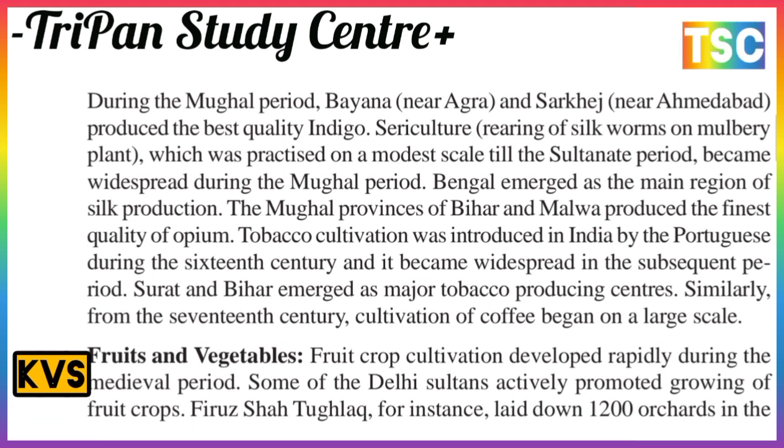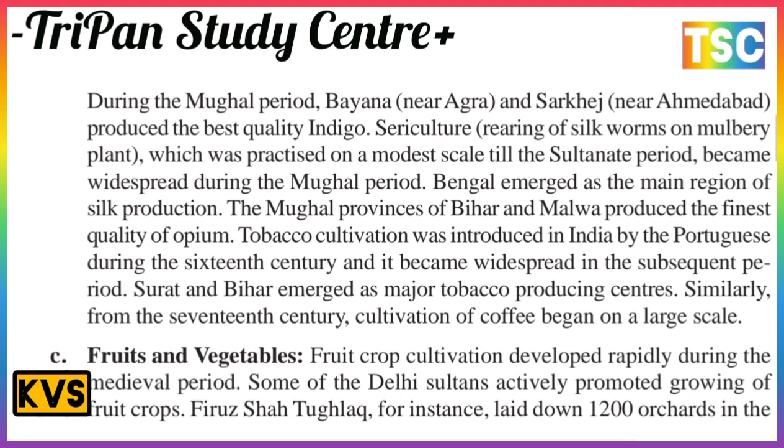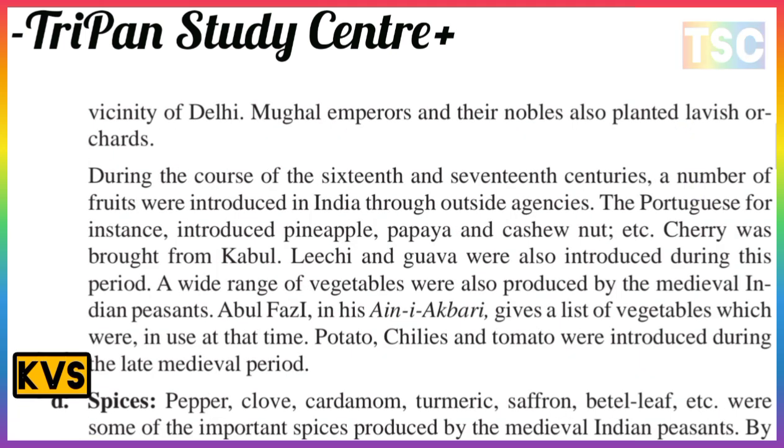The next important point is fruit and vegetables. Fruit crop cultivation developed rapidly during the medieval period. Some of the Delhi Sultans actively promoted the growing of fruit crops. Firoz Shah Tughlaq, for instance, laid down 1200 orchards in the vicinity of Delhi. The Mughals also employed gardens, and the nobles also planted lavish orchards.